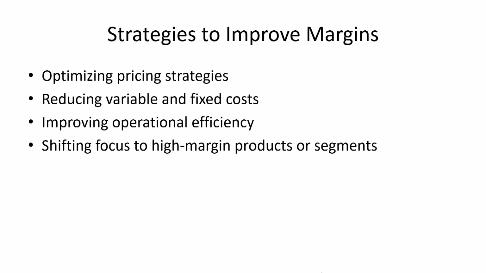Then let us have a look at the strategies to improve margin. Basically, margins can be improved through pricing optimization, through cost reduction, through efficiency improvement and through certain changes in our product mix. For example, let us say one product line is giving us more margin, another product line is giving us very meager profit. Then in that case, we can concentrate more on the product line which is giving us more financial value, and probably we can plan for an exit from the product line which is giving us very meager profit.